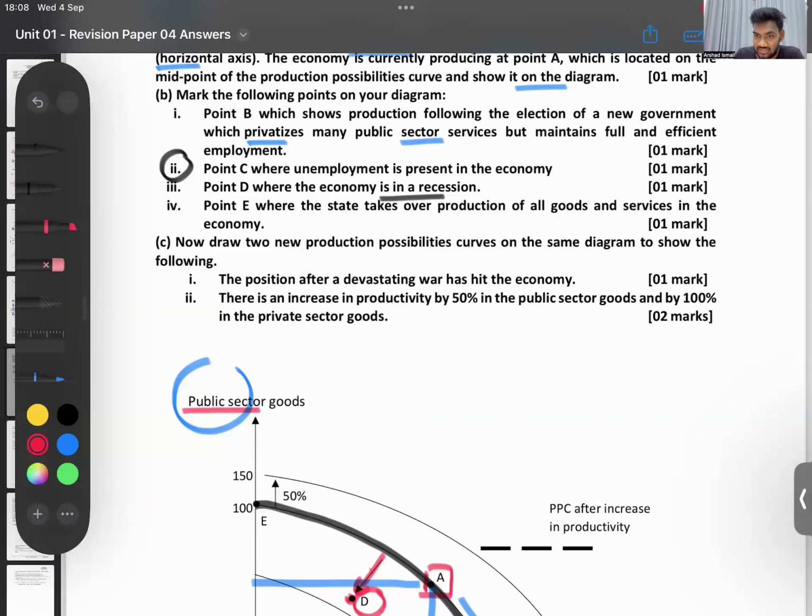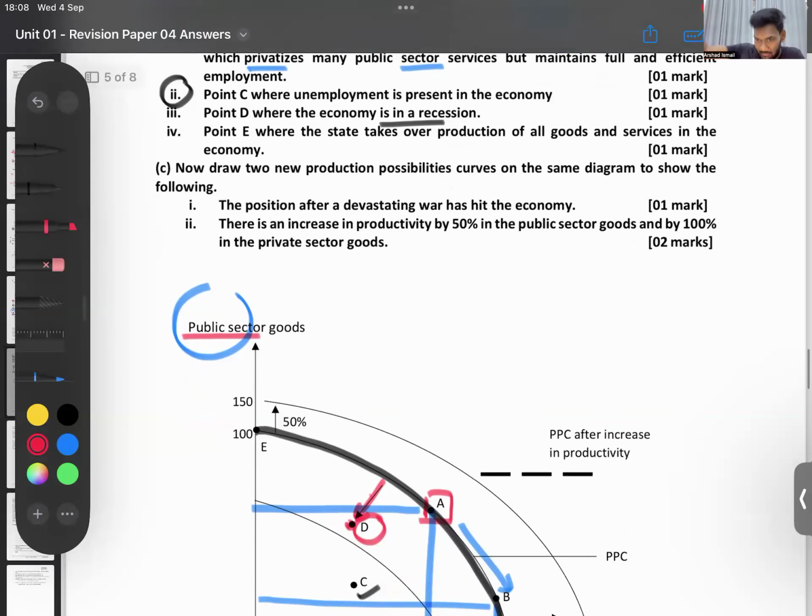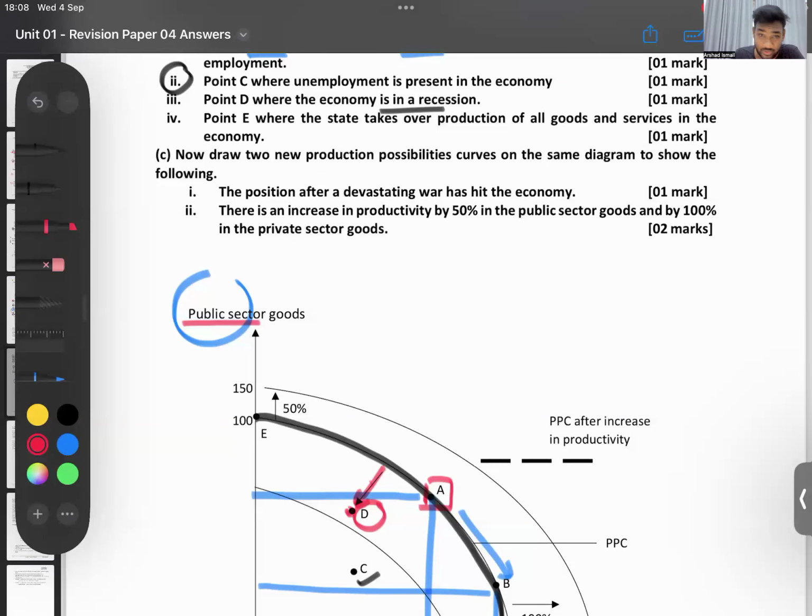Then point E. Point D, if it comes after inverse shift, yeah, no problem. Somehow towards the inside of the PPC, you still have drawn only one PPC. Then point E, where the state takes over production of all goods and services. So the government, the public sector, has taken the production of all the goods. That means there are no private sector goods. Everything is public sector goods. So where is point E then? Here, point E. You produce all public sector goods. There are no private sector goods. That's point E.